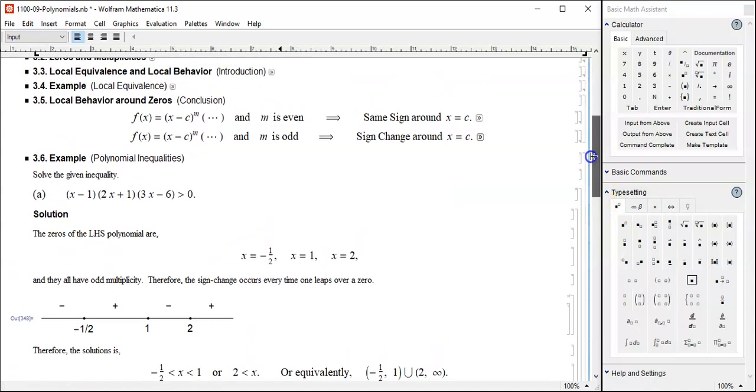Okay, here we go. So we have x equals negative 1/2. There goes 1, 0. And then x equals 1. And then x equals 2. We have 3 zeros.